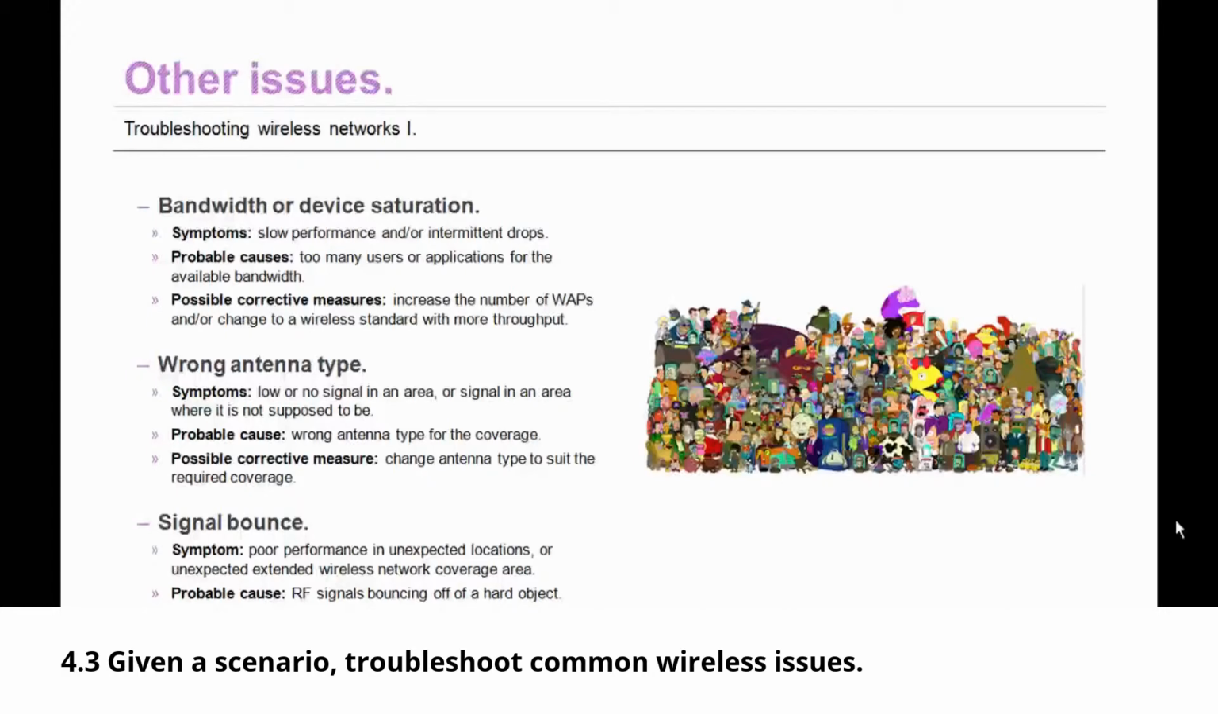The symptoms include low or no signal in an area, or signal in an area where it is not supposed to be. The probable cause is the wrong antenna type for the coverage. The corrective measure would be to change to an antenna type to suit the required coverage.